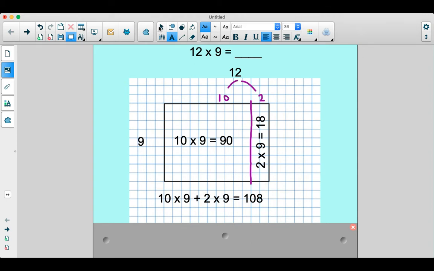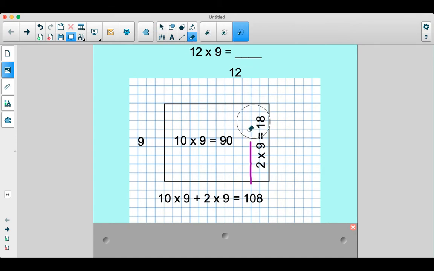All right, I bet some people did that, but I'm going to guess that some people got crafty and did something else. So I'm going to erase. I want you to think about another way you might do this. What's another way that you could figure out 12 times 9 and make it easy on yourself? What do you already know?